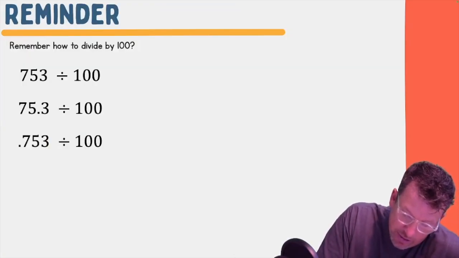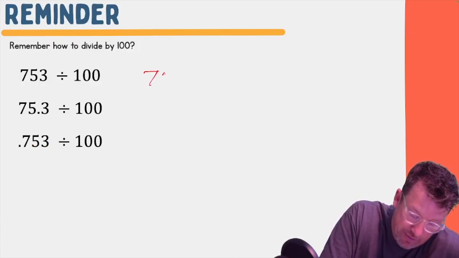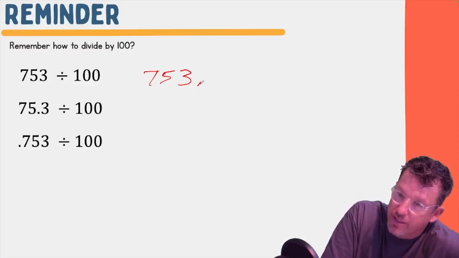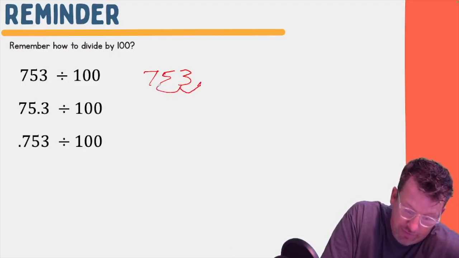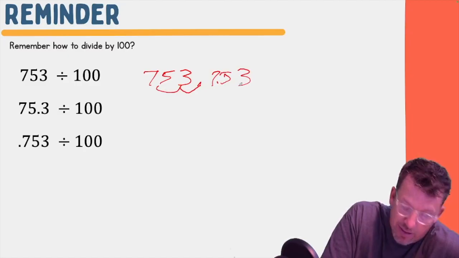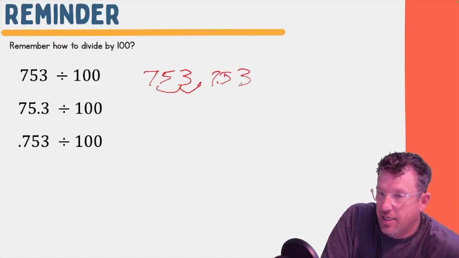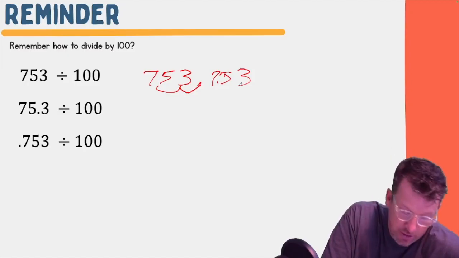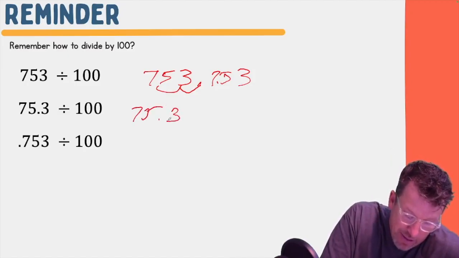So let's go back and look at that. All we did is we took 753. If you don't see the decimal, it's at the end. And you divide by 100, which means you're moving it 2 to the left. So it's 7.53. Dividing by anything, 10, 100, 1,000, 10,000, you just have to move it the appropriate number of spaces. So we have 75.3 divided by 100.